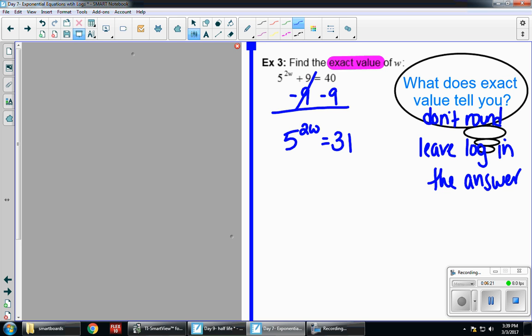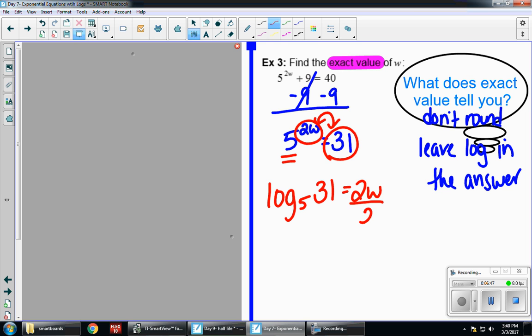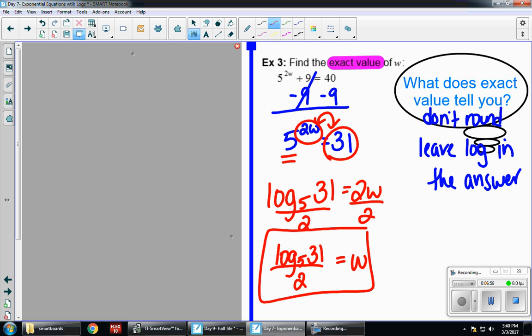Now that the base is alone, I'm going to keep the base and switch to convert it to log. So here's my base, log base 5. The other two pieces switch spots. Log base 5 of 31 is equal to 2w. This is the step where you would normally go to your calculator, but remember those directions said exact value, so I'm going to leave it. Now I'm going to divide because I still want to get that w by itself. So w is equal to log base 5 of 31 all over 2. And that's our exact value of an answer because I didn't round.